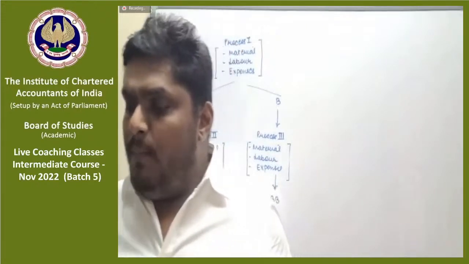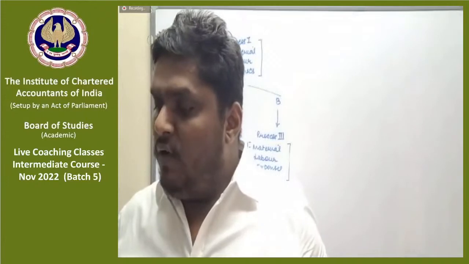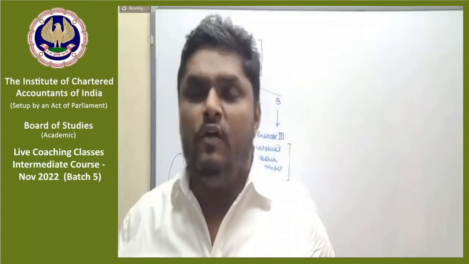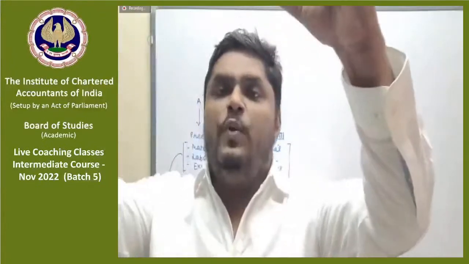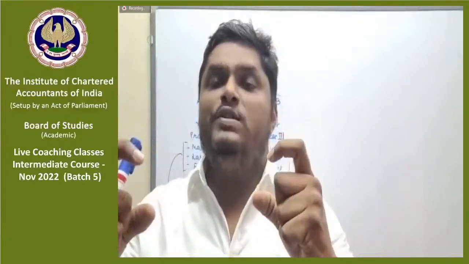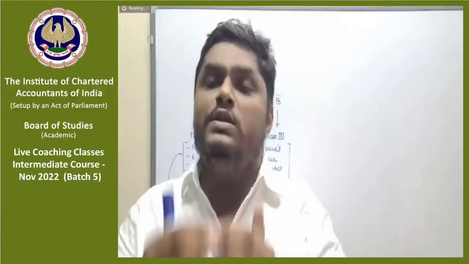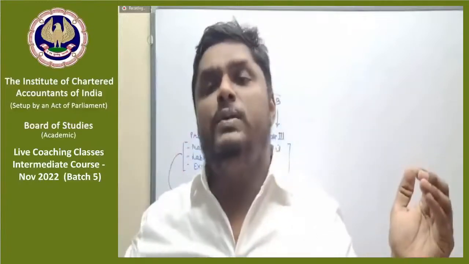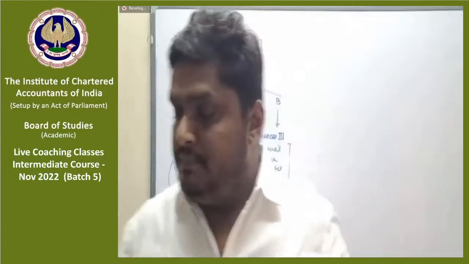There is a query from Pooja. So what if there are two processes before the split off point? So the cost of process first and cost of process second will be the total joint cost, and that joint cost will be distributed among the two products.